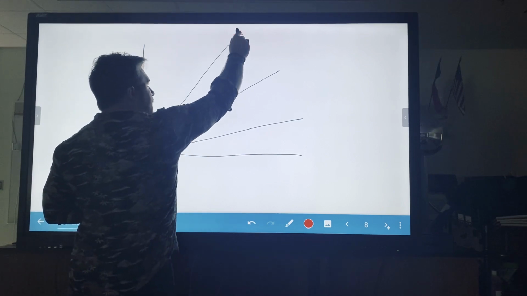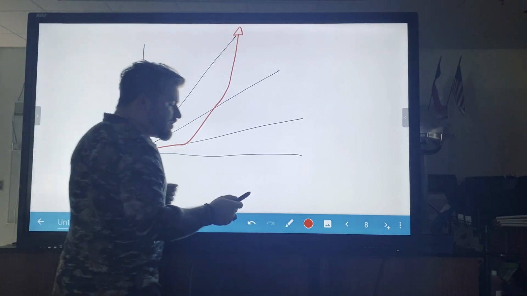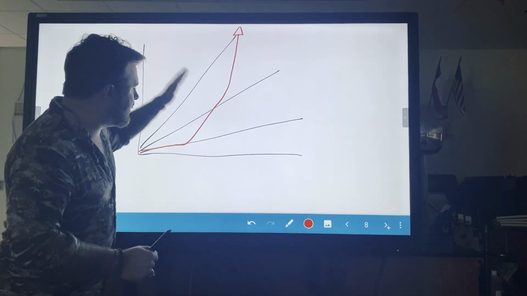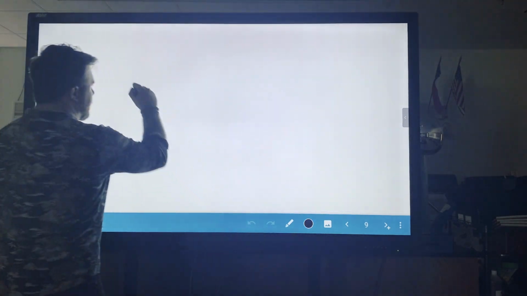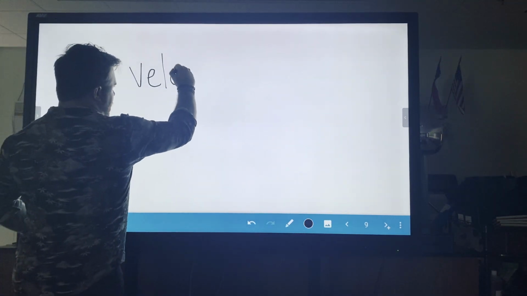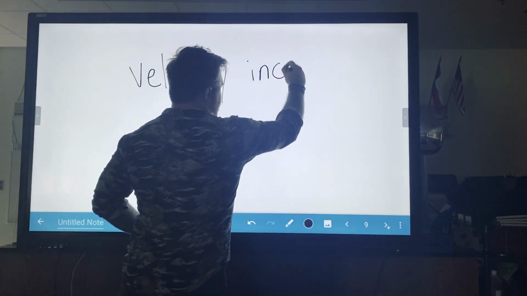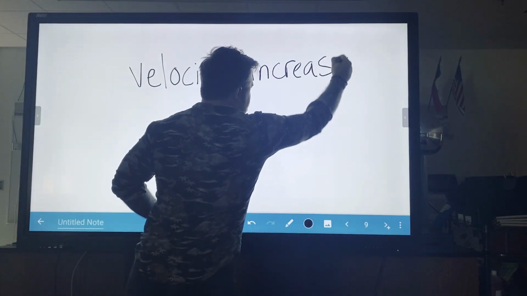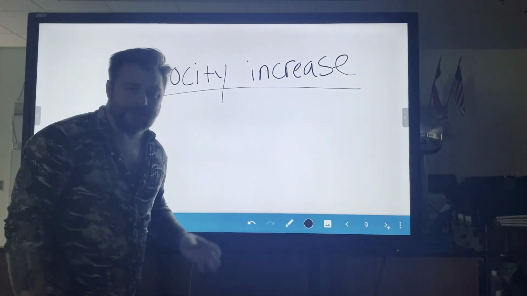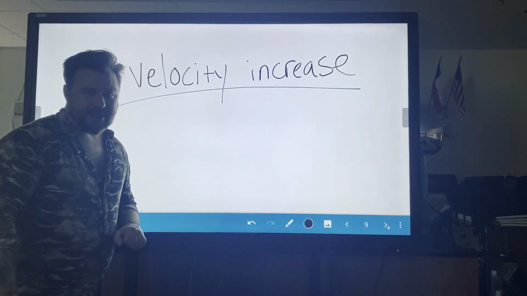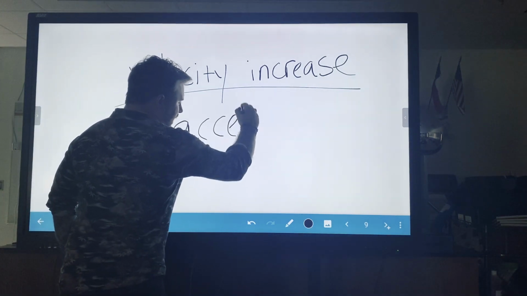And then all of a sudden, I have this cool curved line. And that shows me my velocity is increasing, right? So if my velocity increases, what do we call that? A velocity increase. Y'all, it's the little pedal next to the brake pedal, right? And it's called the accelerator because this is called acceleration.